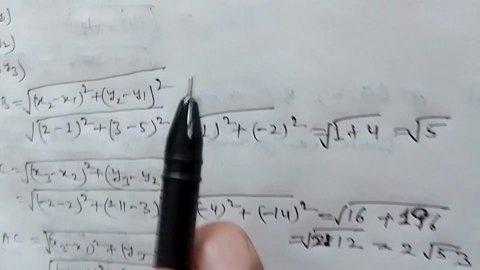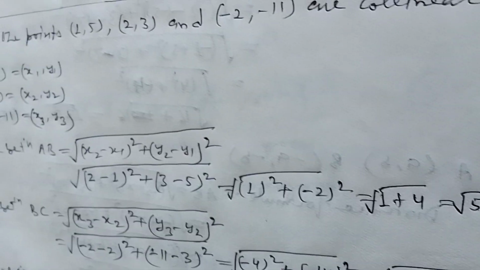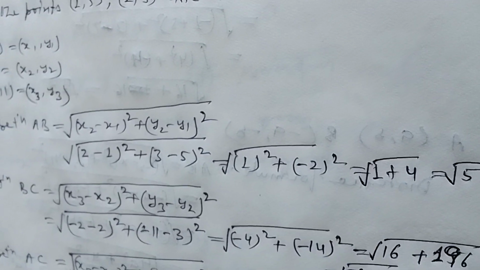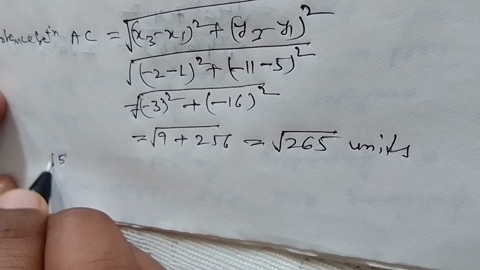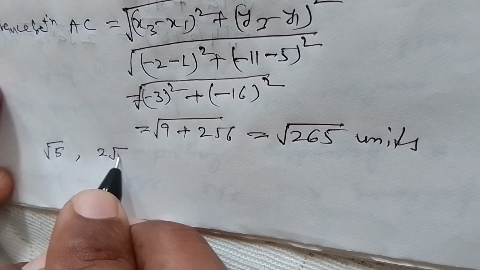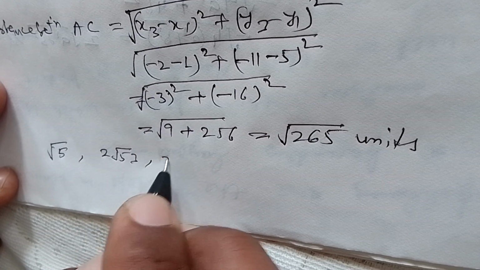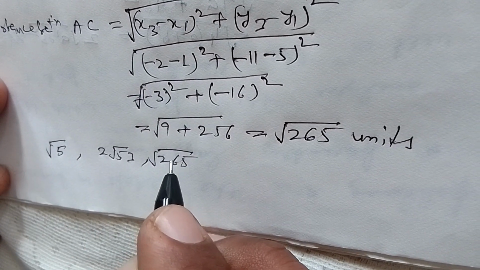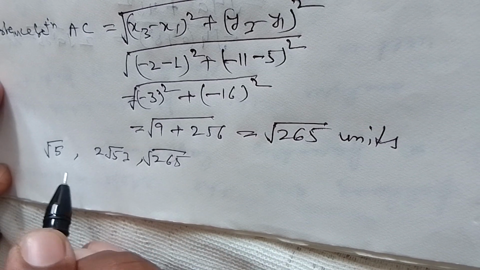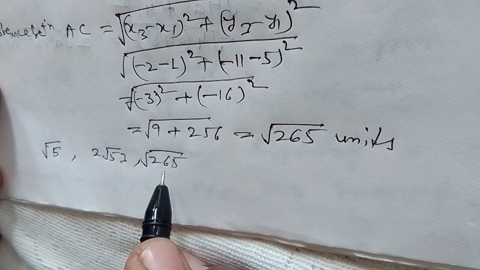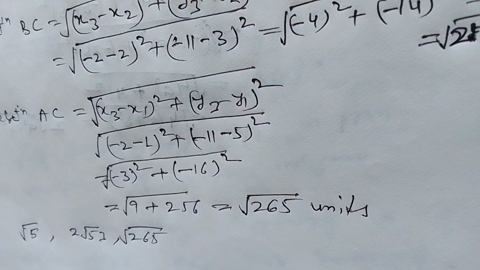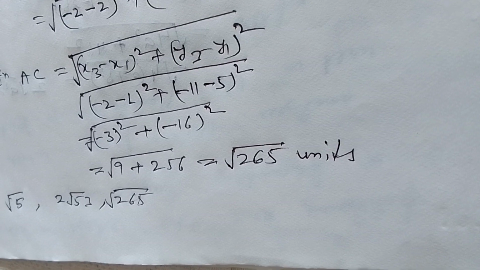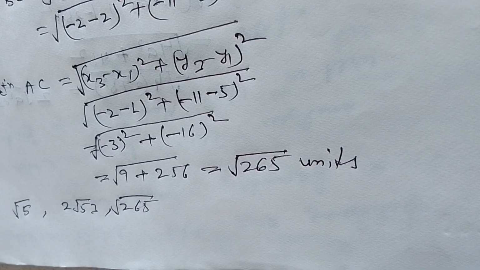Here we can also write the units, in whichever units the given points are, we can mention those units. So the answers of the three distances come out to be 5 under root, 2 under root 53 and the third is 265 under root. So the sum of the distances of any two sides is not equal to the third distance, so the points are not collinear. Because for the points to be collinear, the condition is that the sum of the distances of any two sides should be equal to the third distance.